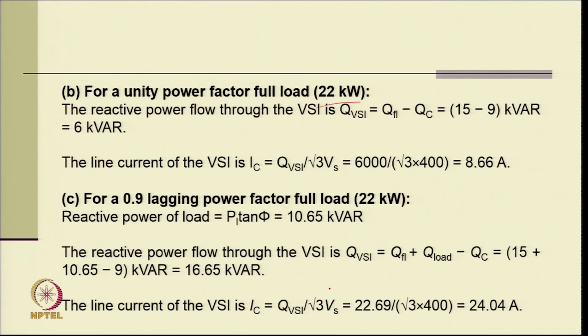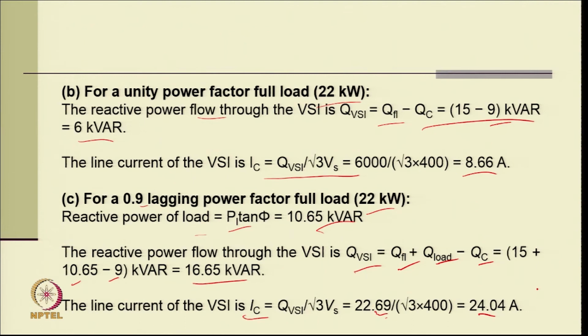For the unity power factor load of 22 kilowatt, the reactive power required from the VSI is the full load requirement minus the capacitor, that is 6 kVAR, and the line current of the VSI will be IC equal to Q divided by root 3 V, so it will be 8.66. Now for the 0.8 lagging power factor load of 20 kilowatt, the reactive power of the load is 15, and we can find out the VSI reactive power from the full load requirement, the load reactive power and the capacitor. So 15 plus 10.65 minus 9, it becomes 16.65, and the current in the compensator we can find out from the kVAR.